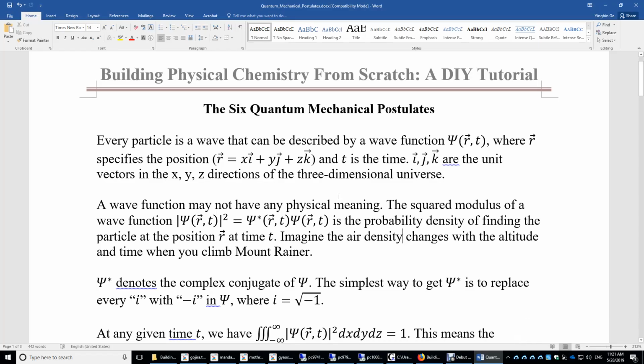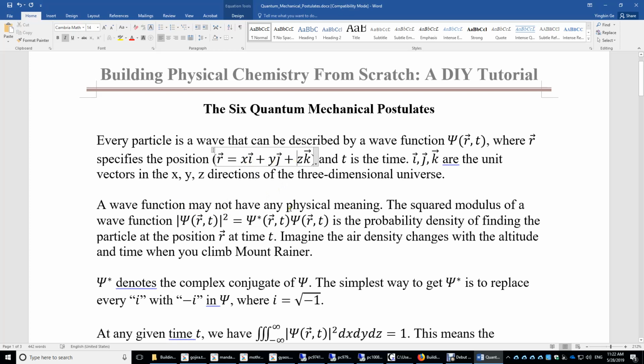The foundation of the entire physical chemistry series includes the 6 quantum mechanical postulates and the laws of thermodynamics. In quantum mechanics, every single particle is a wave that can be described by a wave function psi of the position of the particle r and time t. r has 3 components, x, y, and z, in the 3 directions of the 3-dimensional universe.